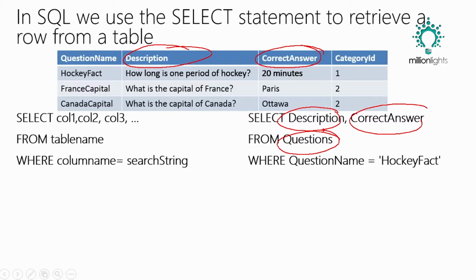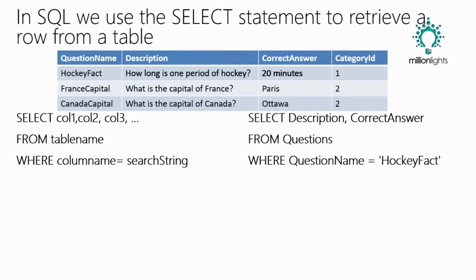And then which record do I want back? Because here I've got 3 different records. How does the select statement know which record I want back? I say, get me the record where the question name is hockey fact. And that would be this record here. So that's going to bring back these 2 values.